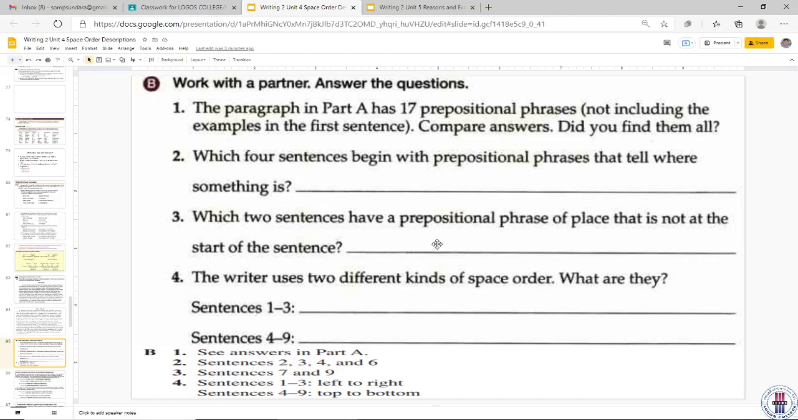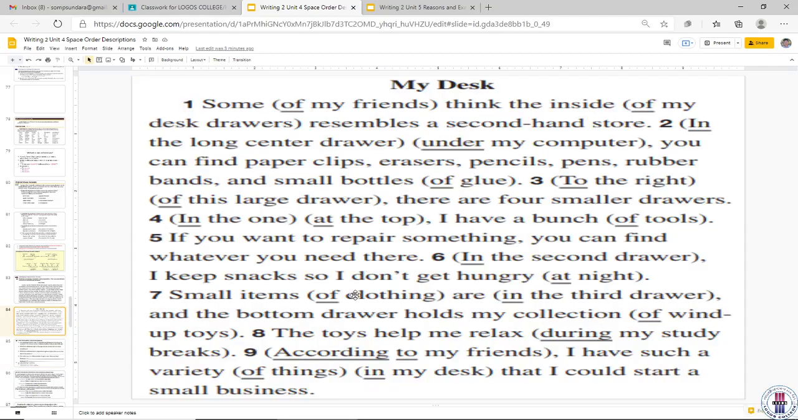Which 2 sentences have a prepositional phrase of place that is not at the start? And your answers are sentences 7 and 9. Small items from clothing are in the third drawer. Here, it's in the middle. And number 9, according to my friends, I have such a variety of things in my desk. So here, again, it's in the middle of the sentence.